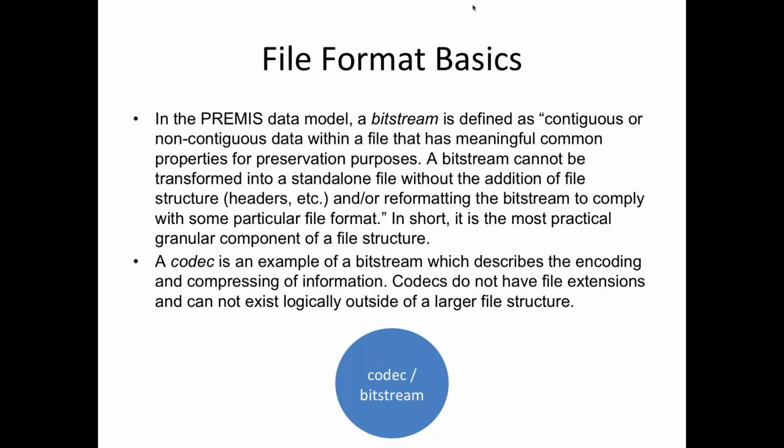The most fundamental building block of any file, or moving image file really, is the codec or the bitstream. In the PREMIS data model, a bitstream is defined as contiguous or non-contiguous data within a file that has meaningful common properties for preservation purposes. A bitstream cannot be transformed into a standalone file without the addition of file structure, such as headers, and/or reformatting the bitstream to comply with a particular file format.